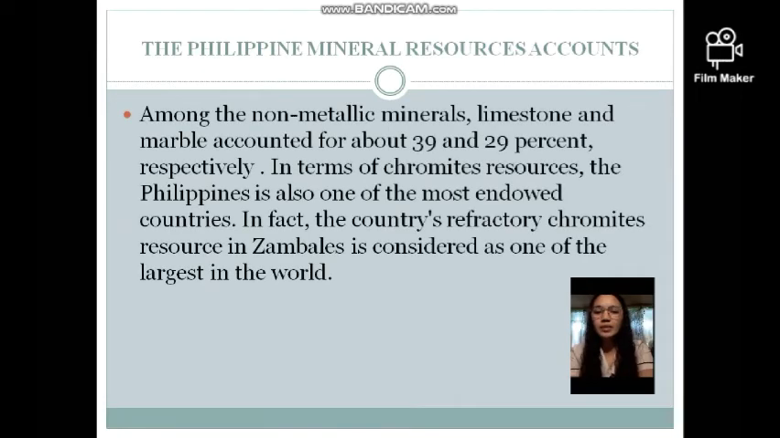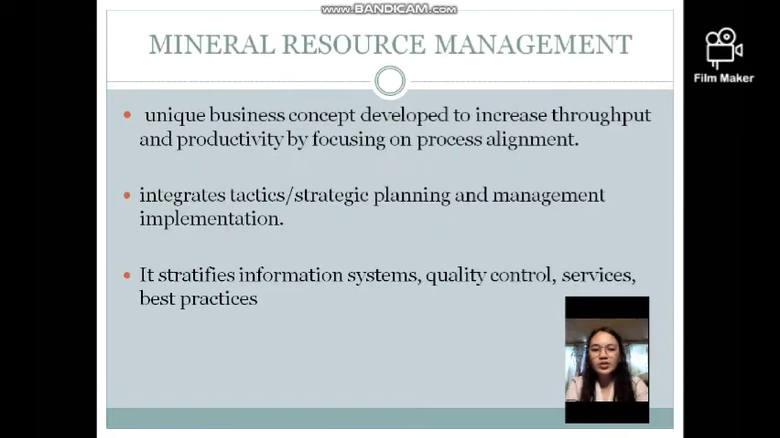Among the non-metallic minerals, limestone and marble accounted for about 39 and 29% respectively. In terms of chromite resources, the Philippines is also one of the most endowed countries. In fact, the country's refractory chromite resource in Zambales is considered one of the largest in the world. We can find many different mineral resources in different locations in the Philippines, such as gold, copper, iron, chromite, nickel, and manganese. Now let's move on to mineral resource management.